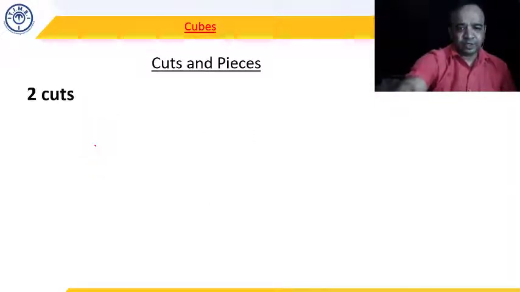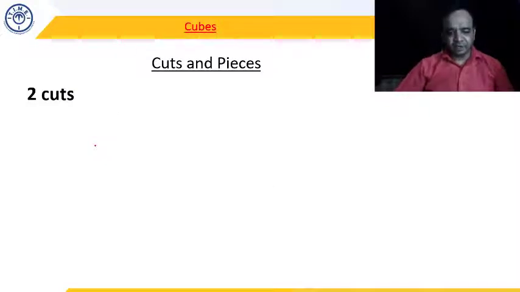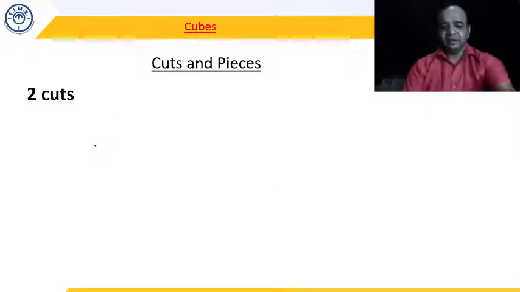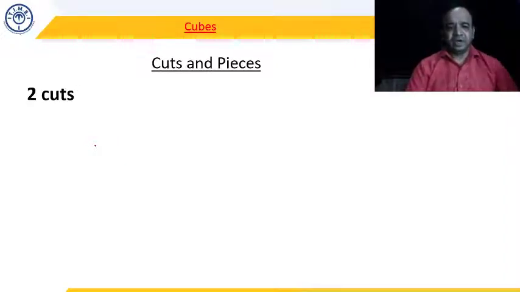Now, suppose I make two cuts. If I make two cuts, in how many pieces can it be divided? Now, if I make both the cuts along one direction or along one dimension, in how many pieces can it be divided? As we have already seen, the number of pieces along one dimension is equal to one more than the number of cuts applied.